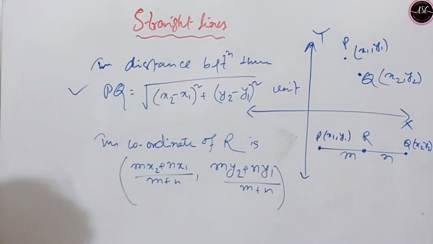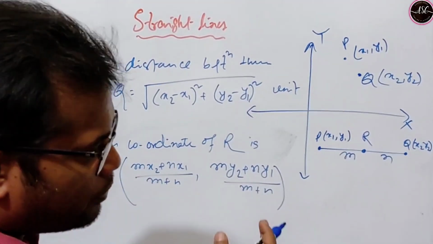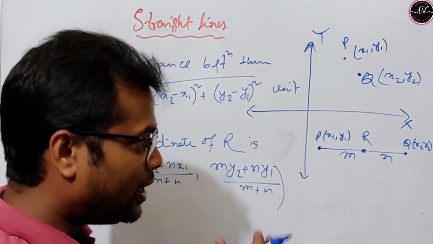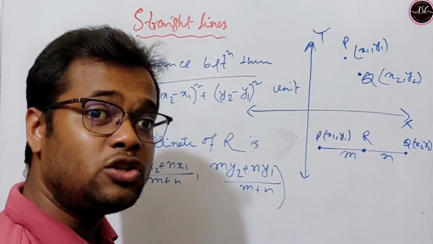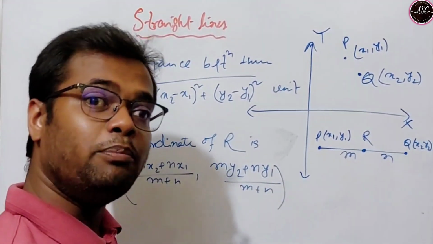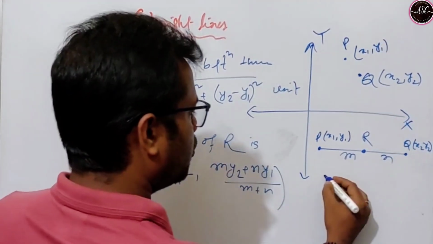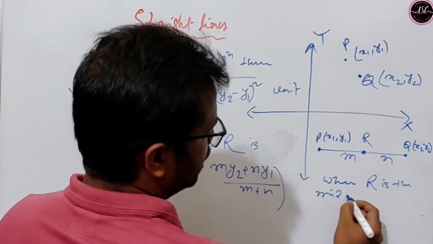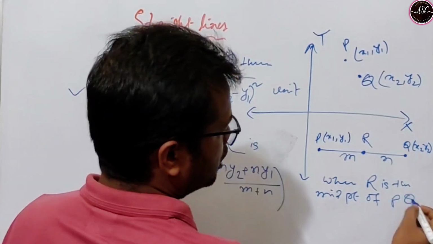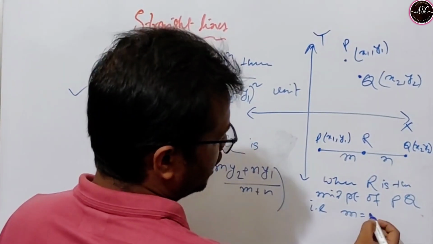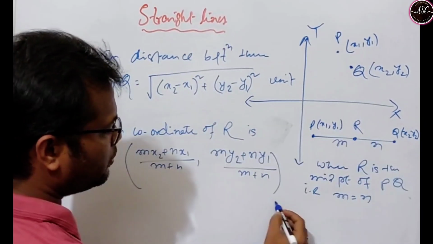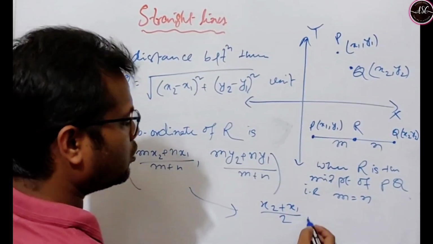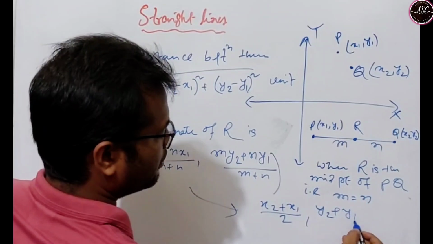Here we also learn that if m is equal to n, that means the R point divides the line segment internally in 1:1 ratio. That means R is the midpoint. When R is the midpoint of PQ, that is m equal to n, then the coordinate of R will be x2 plus x1 divided by 2, comma y2 plus y1 divided by 2.